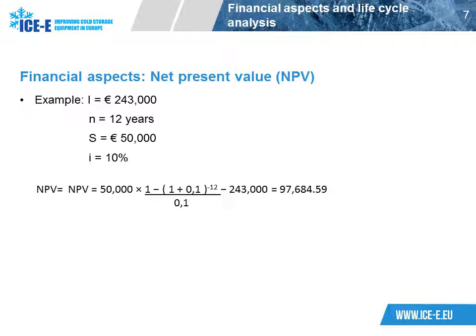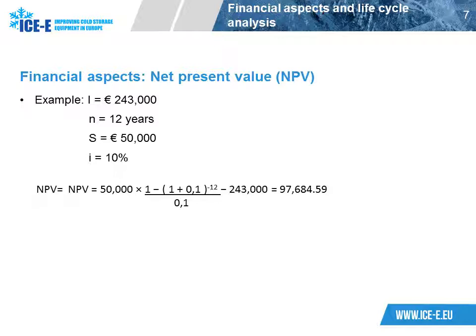An example of the first formula of the net present value. I have an investment of €243,000. This investment will last for 12 years. For example, we changed our lights we had in our coal store into new lights that will last for 12 years. We used LED lights.